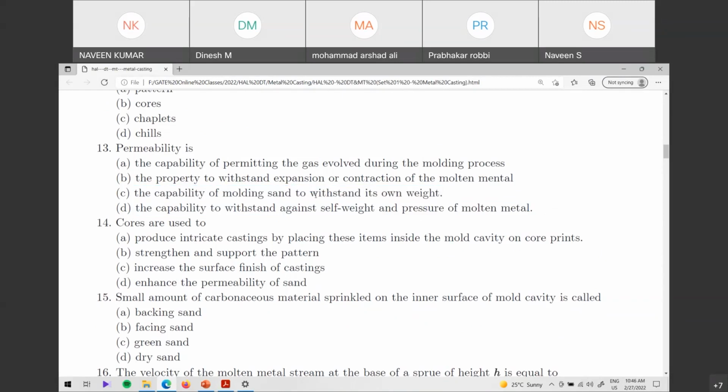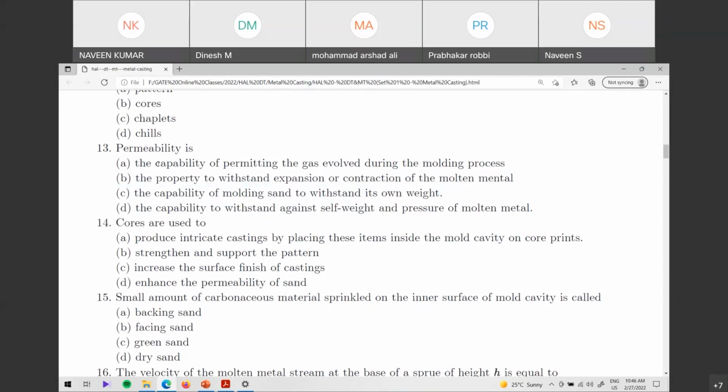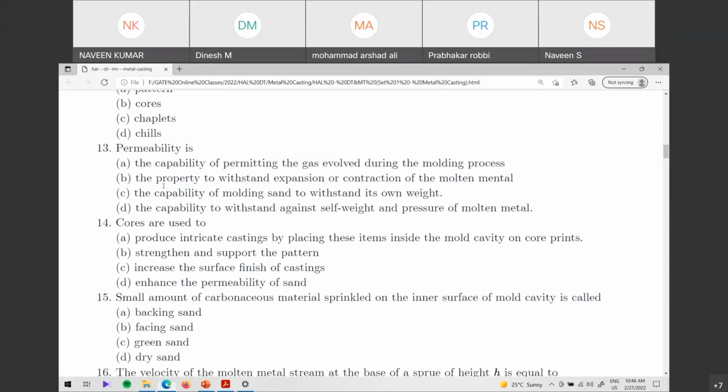The property to withstand expansion or contraction of the molding metal. No, it is only the capability of permitting the gases involved in the molding. That is what is your permeability, allowing the gases to vent out. Answer is A. Amazing. Okay, what about next one?